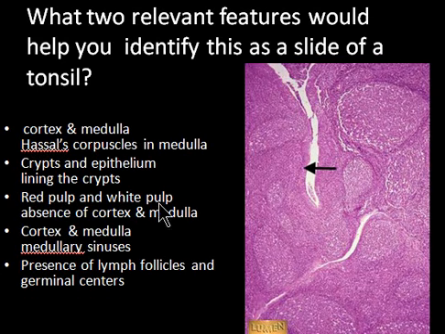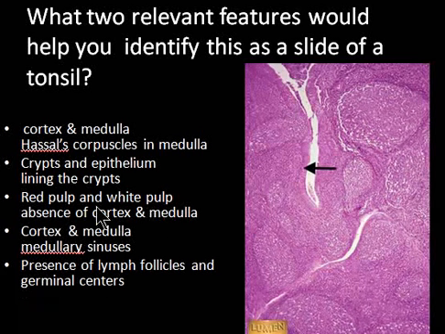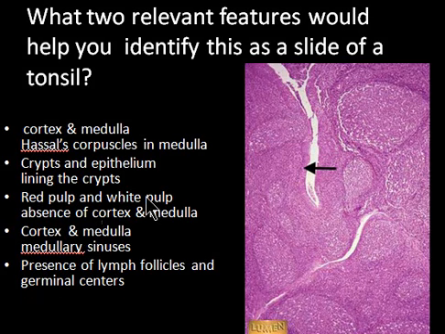The red pulp and white pulp and absence of cortex and medulla. Now this is obviously not true. Yes, absence of cortex and medulla is one of the features of the tonsil, but it's not typical of the tonsil because even the spleen does not have cortex and medulla. So you can't say that absence of cortex and medulla is a relevant feature. Red pulp and white pulp is something that is seen in the spleen. So this is something which is very typical of the spleen, the presence of red pulp and white pulp.